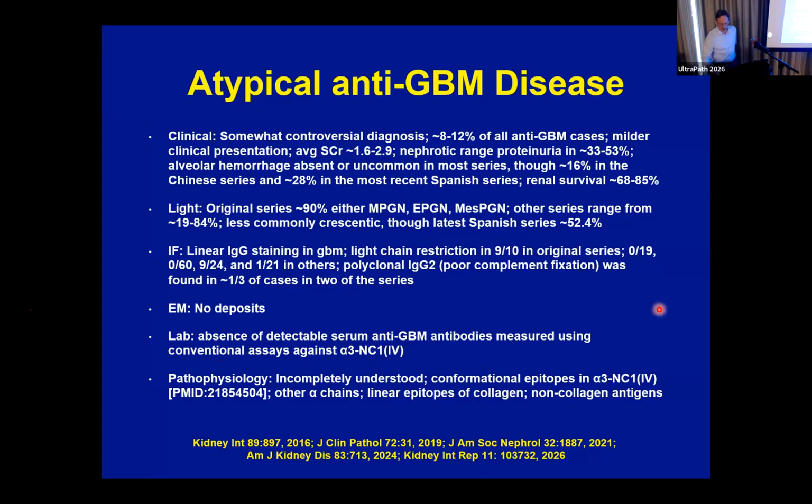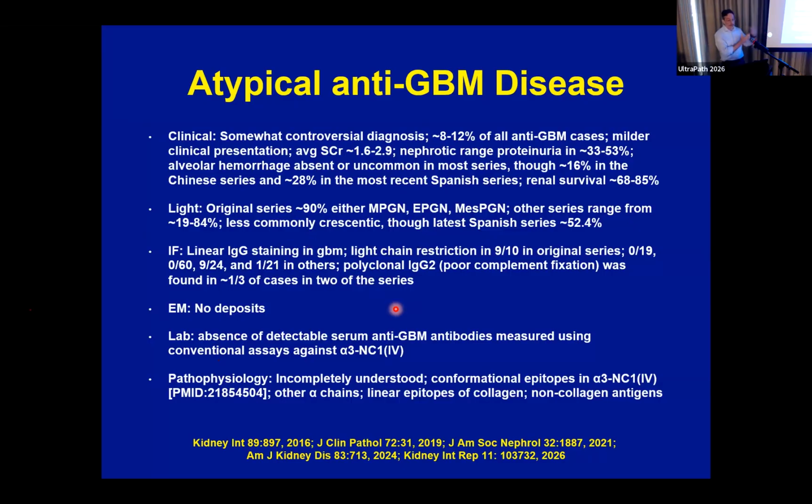By light microscopy, in the original series that was published back in 2016, 90% of those patients had a proliferative pattern. Membranoproliferative predominantly, but endocapillary or mesangial proliferative also. And this pattern varied in some of the other series that I've shown here. But the bottom line is it's less often crescentic, whereas you see crescents very, very commonly, in about 80 to 90% of cases with typical anti-GBM disease.